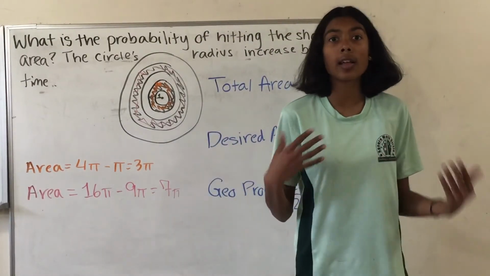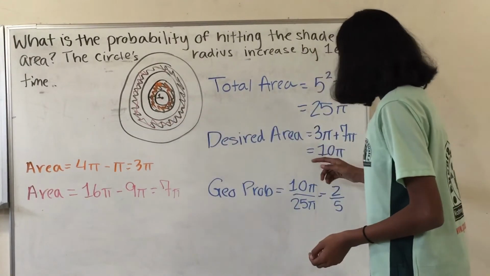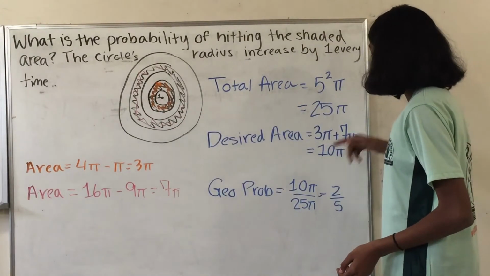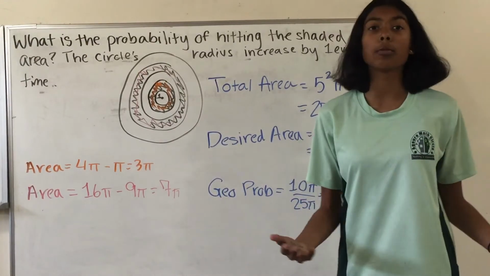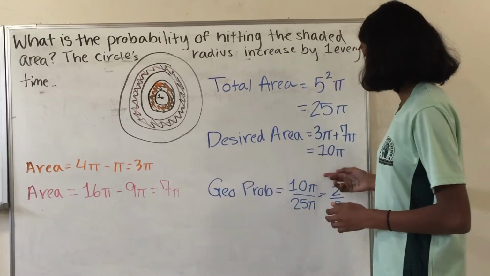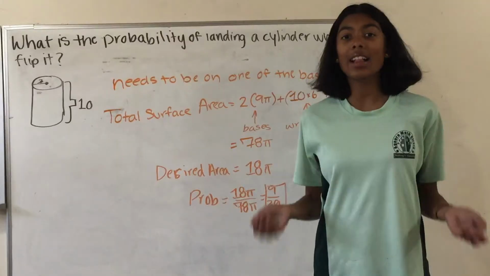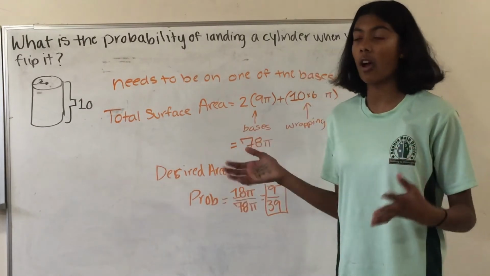So let's now calculate our desired area, which is the sum of this and this. So it's going to be 3 pi plus 7 pi, which is 10 pi. So our geometric probability is going to be the desired area over the total area, which is 10 pi over 25 pi, or 2/5.